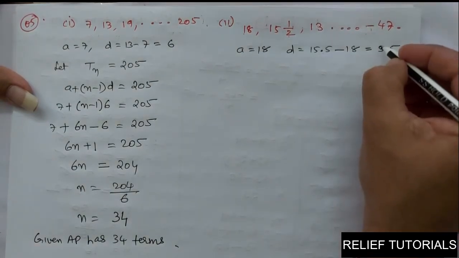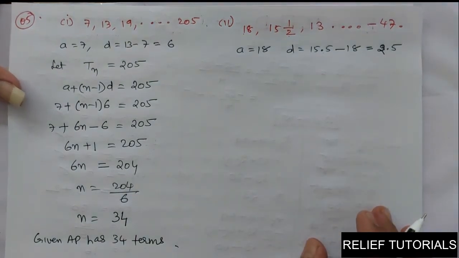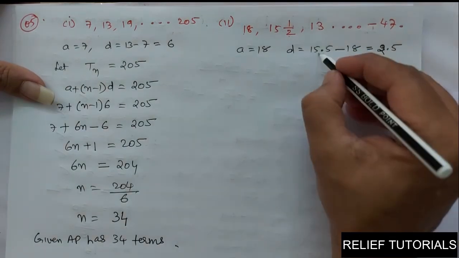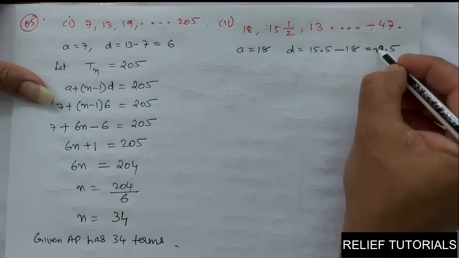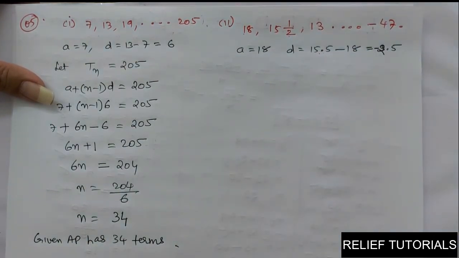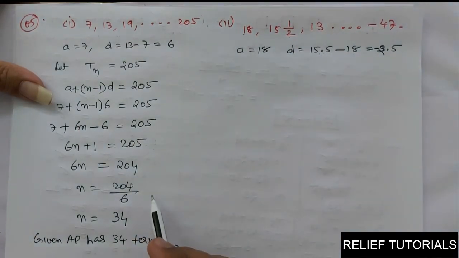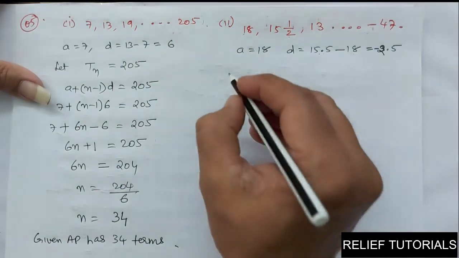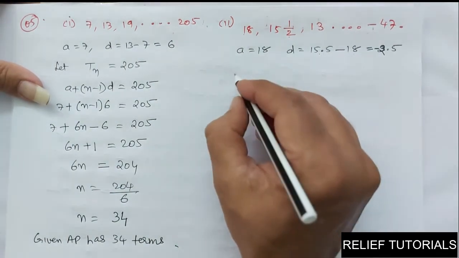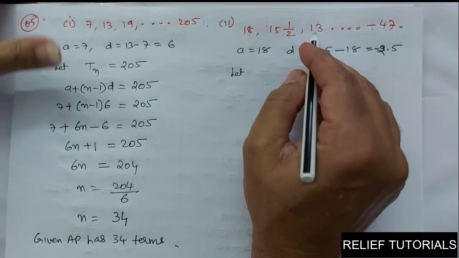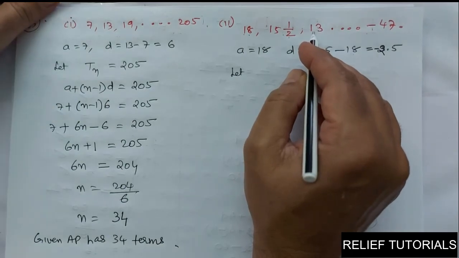Sorry, I am mixing this up. How much? 2.5. The difference is 2.5. 15.5 minus 18, so the difference is minus 2.5. Clear or not? 15.5 minus 18 is minus 2.5. So now, how many terms? So we know that this is the first term, this is the second term, this is the third term. Clear?